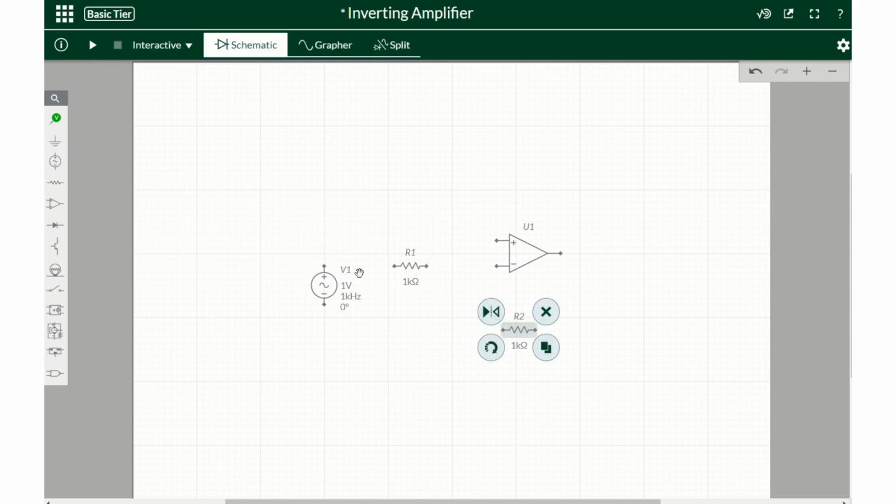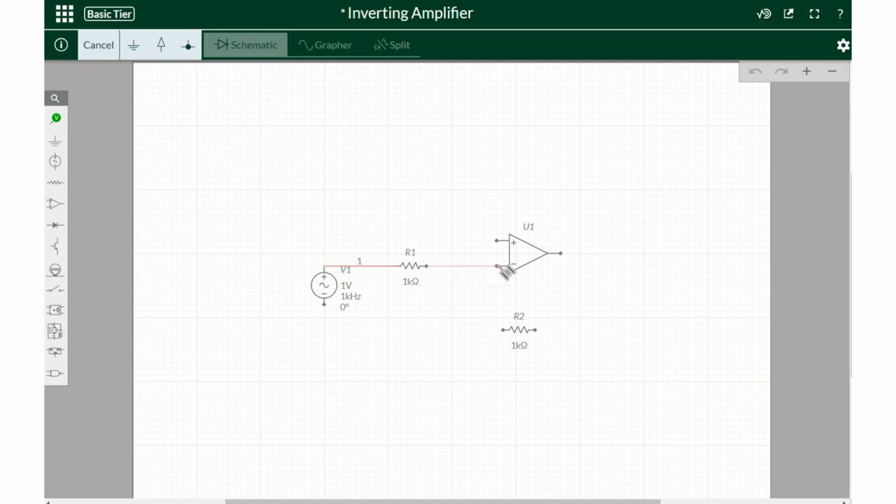Okay, so now I'm going to connect those. My input voltage goes to the resistor, and from the input resistor it goes to the negative input. Since we're doing an inverting amplifier, I also need a feedback resistor. That's why I'm connecting this pin, the output pin, to this resistor, and this I'm going to connect at this point. So my R2 is my feedback resistor, R1 is the input resistor.